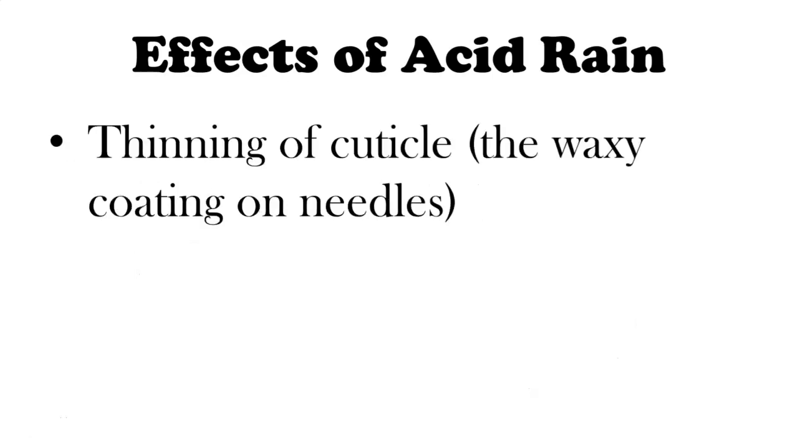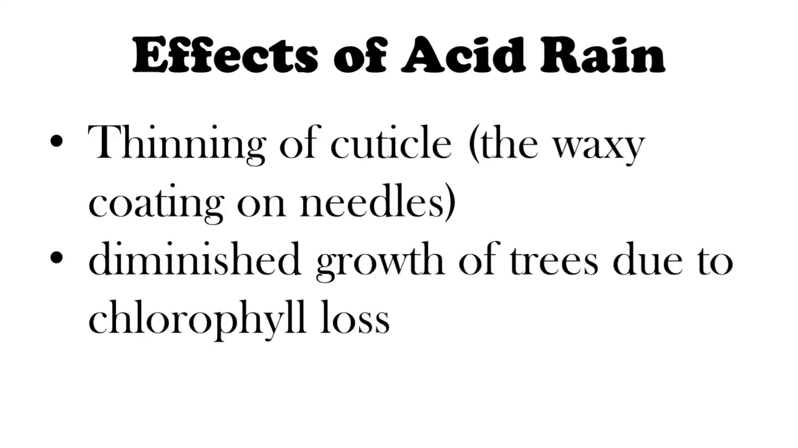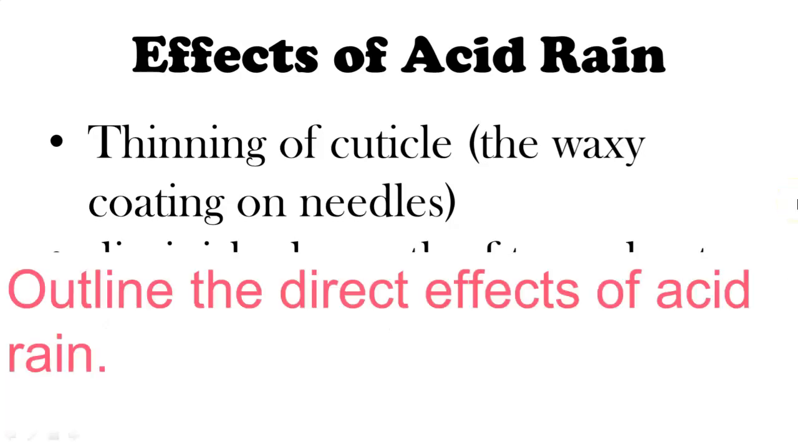Acid rain can also contribute to plant death by thinning of the waxy cuticle that coats needles and leaves. The purpose of this waxy cuticle is to decrease water loss in high temperatures, and without it, you have plants that can become dehydrated much easier. Acid rain also damages chlorophyll, which is the green photosynthetic pigment in many plants. And we should make sure that we can outline some of these direct effects of acid rain.